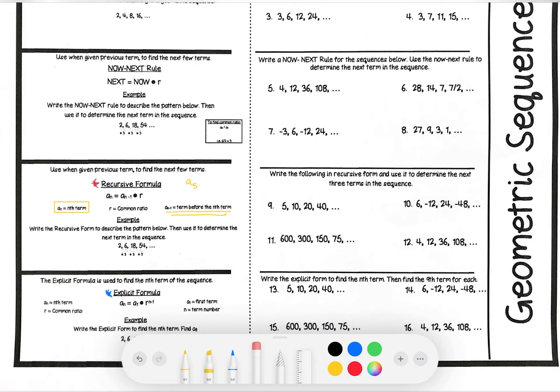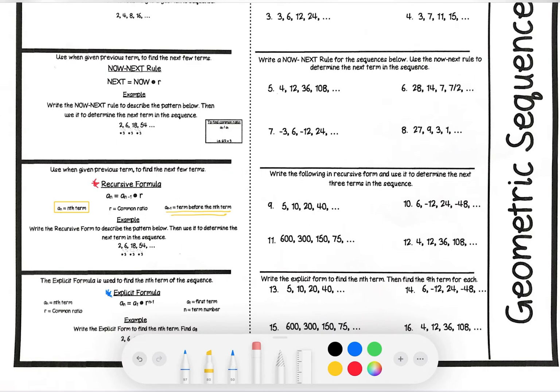Just to keep it in mind, when we talk about terms, we're talking about the numbers in a sequence. If I have 1, 2, 4, 8, 16, then 1 is said to be our a sub 1, 2 is our a sub 2, 4 is a sub 3, and so on and so forth. Keep this in mind: when we talk about terms, we're talking about the numbers in a sequence.